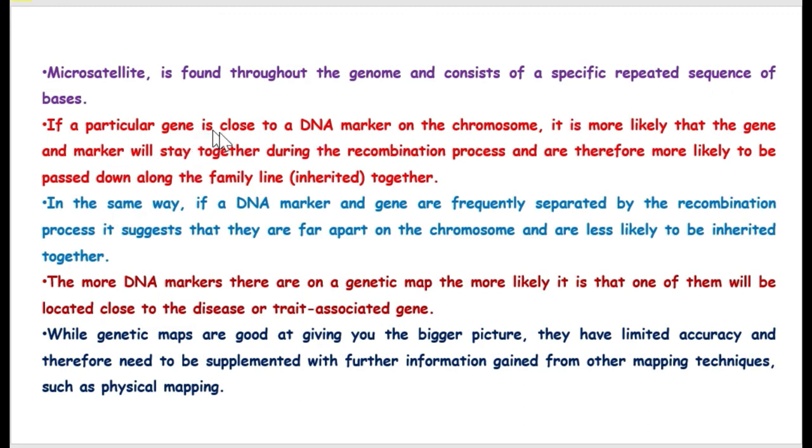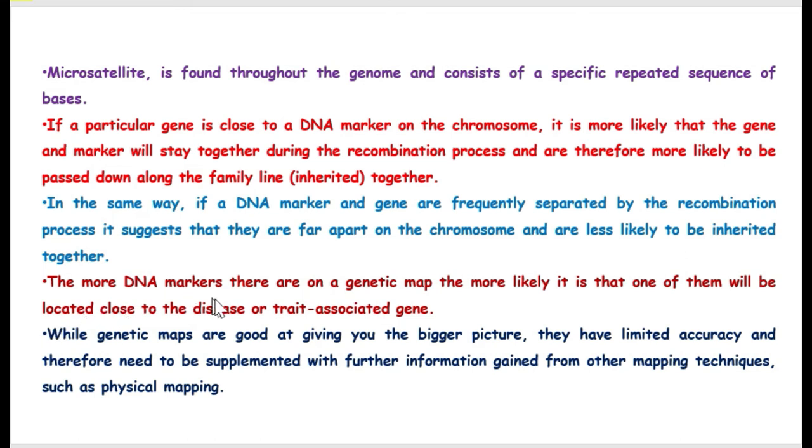So if a particular gene is close to a DNA marker on the chromosome, it is more likely that the gene and marker will stay together during the recombination process, and therefore they are more likely to be passed down along the family line together. In the same way, if the DNA marker and gene are frequently separated by recombination, it suggests that they are far apart on the chromosome and they are less likely to be inherited together.